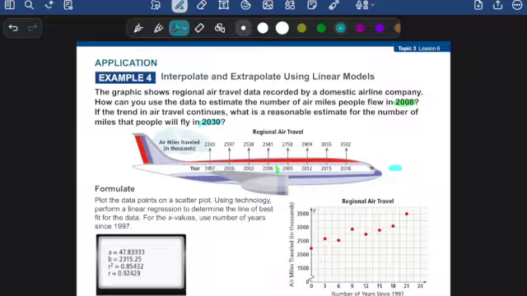So first we can plot the points on our scatter plot. So again, our L1 will be the years since 1997. So this would be 0, this would be 3, etc. Okay. And then our L2 would be the miles. This is our actual value. Okay, so these data points given, the miles traveled would be our actual y values. So if we plug those into our lists, we would graph our scatter plot, and here you can see the scatter plot.